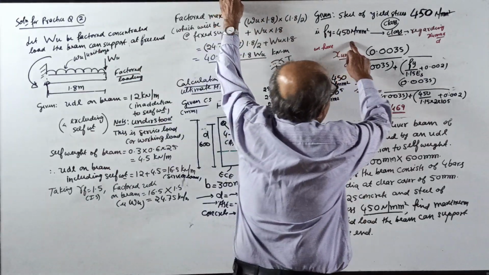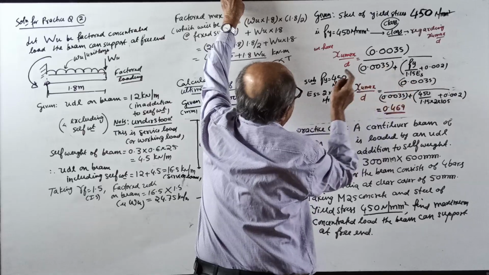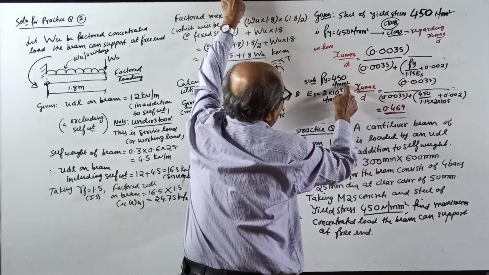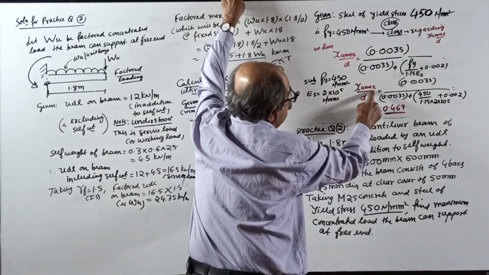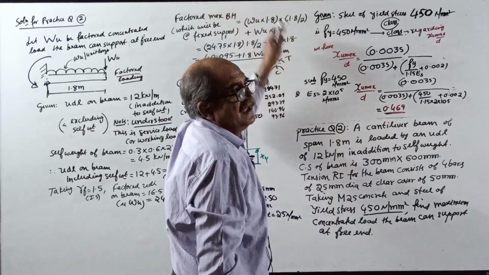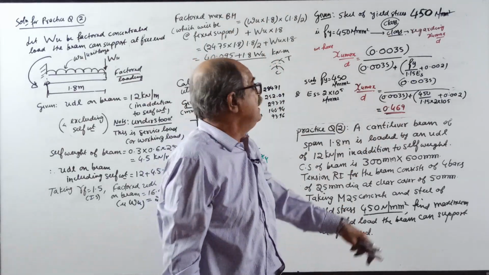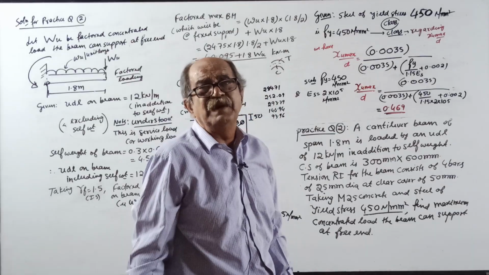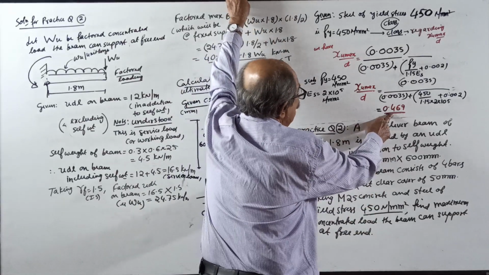So, write the basic formula for Xu max by d, substitute Fy equal to 450 and the E value, you get Xu max by d 0.469. I told, if you are calculating with little higher accuracy, take the third decimal. Okay, done. Now, this is over.